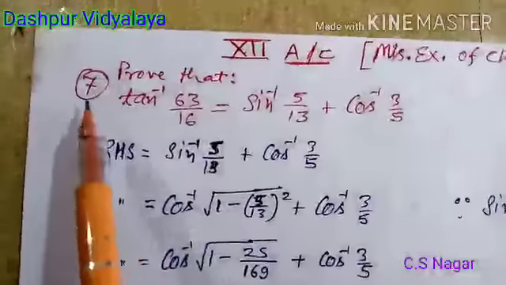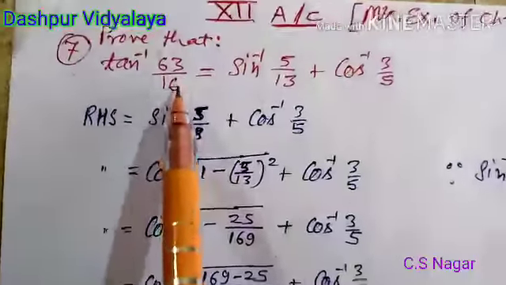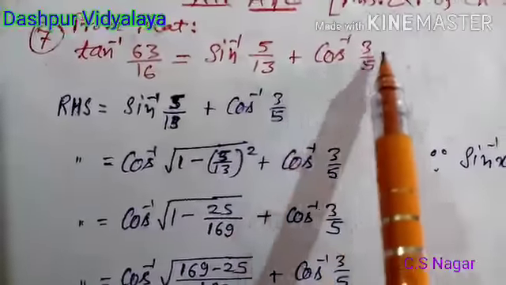So let's start from question number 7. Prove that tan inverse 63 upon 16 equals sin inverse 5 by 13 plus cos inverse 3 upon 5.